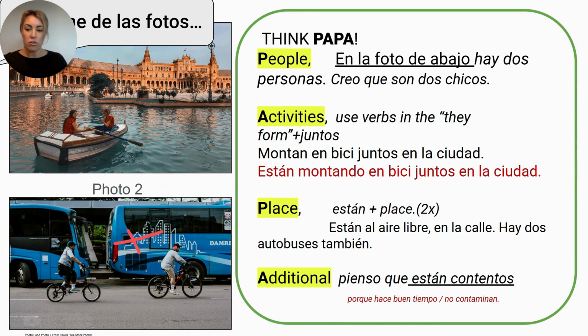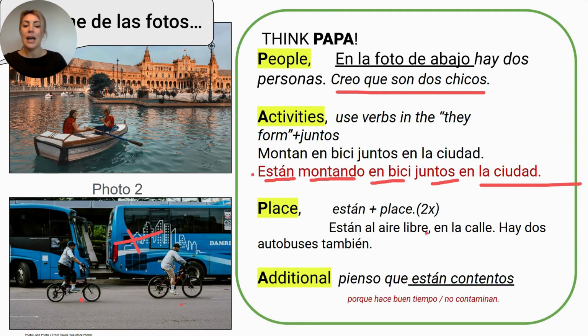Creo que son dos chicos, ¿vale? Not sure. So that's why I say I think they are two boys or two male people. Creo que son dos chicos. For activities, montan en bici juntos en la ciudad. So basically, I'm saying they ride a bike together in the city. Or if you're doing higher, they are riding a bike together in the city.